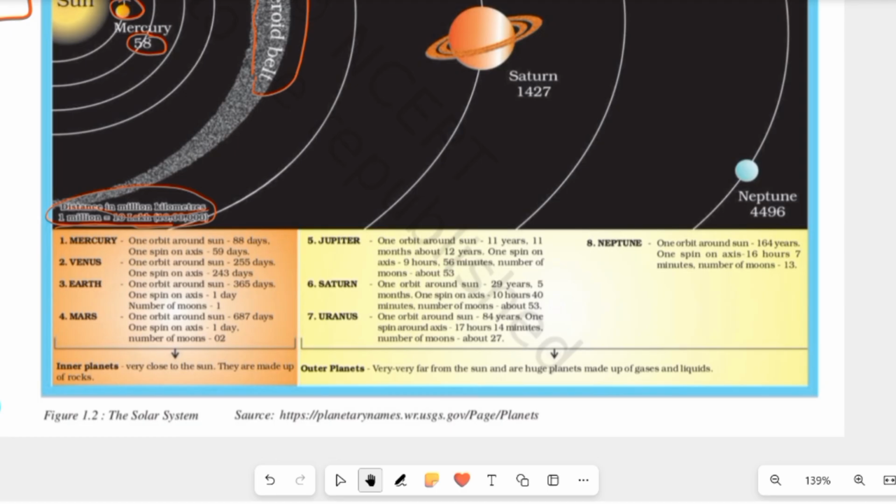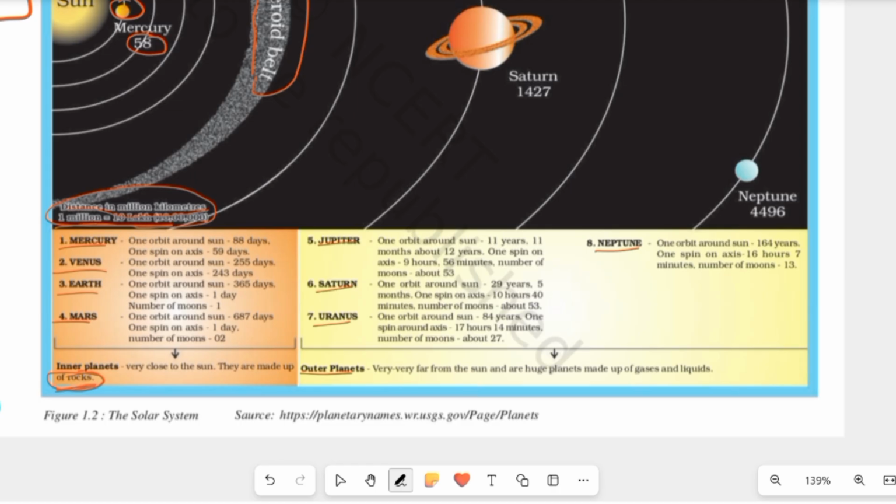Inner planets include Mercury, Venus, Earth, and Mars. And after Mars, Jupiter, Saturn, Uranus, and Neptune, all these four are known as outer planets. Inner planets are very close to the Sun. They are made up of rocks. The inner planets are built with rocks, and we can say soils.